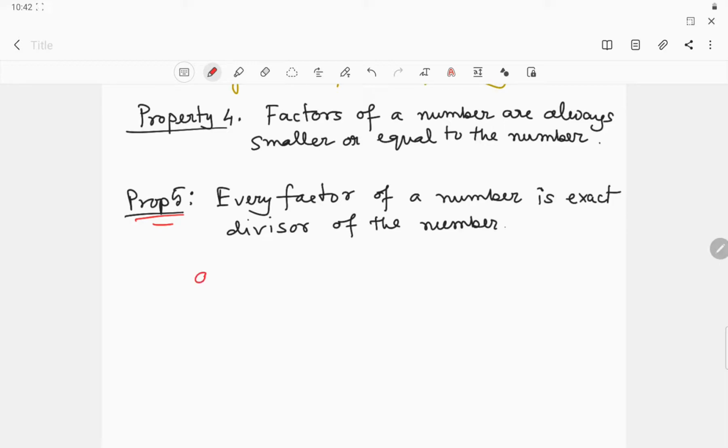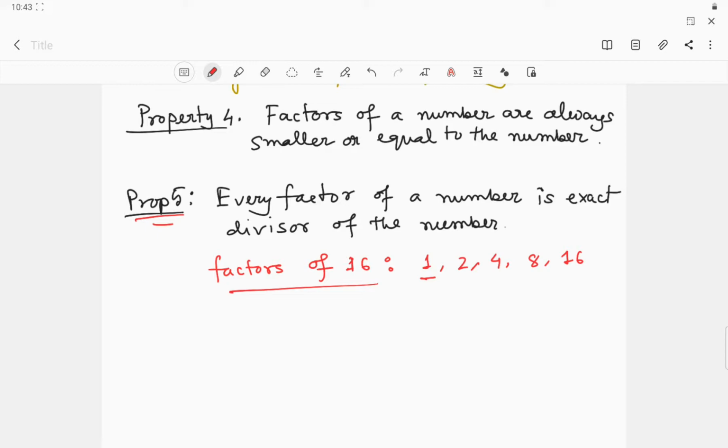The important property number 5: every factor of a number is an exact divisor of the number. So the factors of 16 are 1, 2, 4, 8 and 16. 1 is a divisor of 16, that means 1 divides 16. Similarly, 2 divides 16, 4 is also a divisor of 16, and 8 is also a divisor of 16.